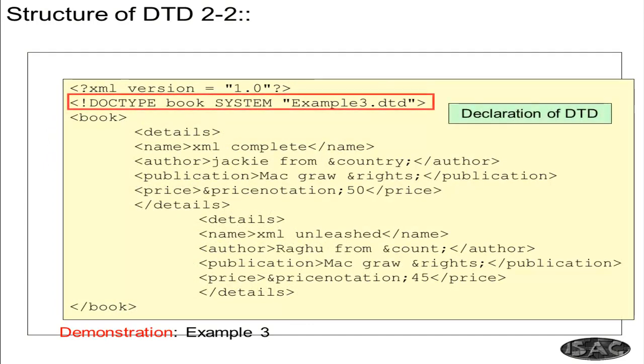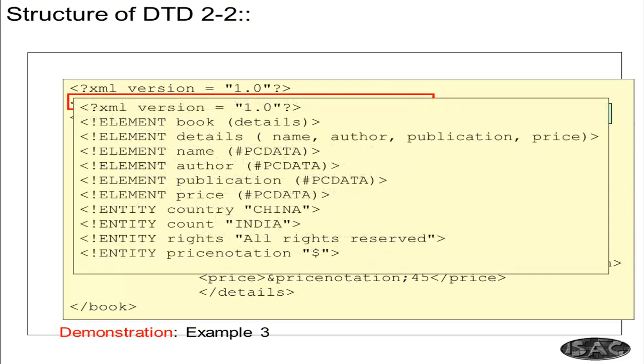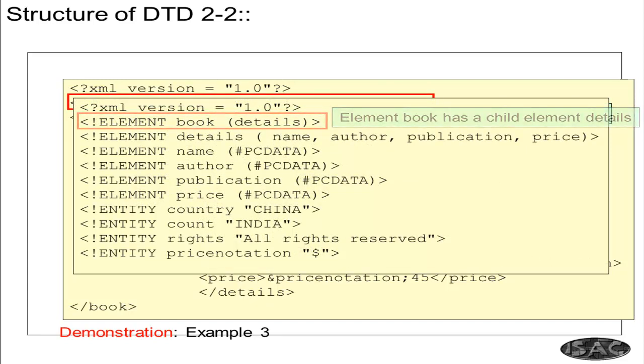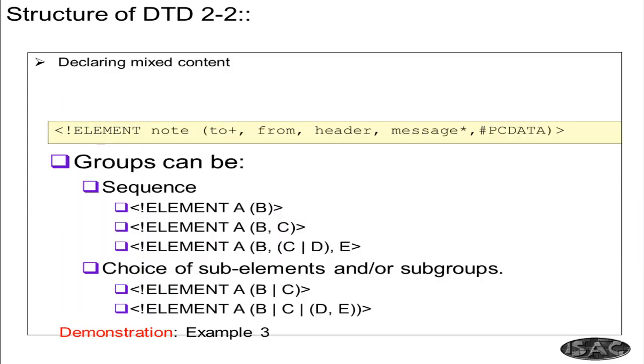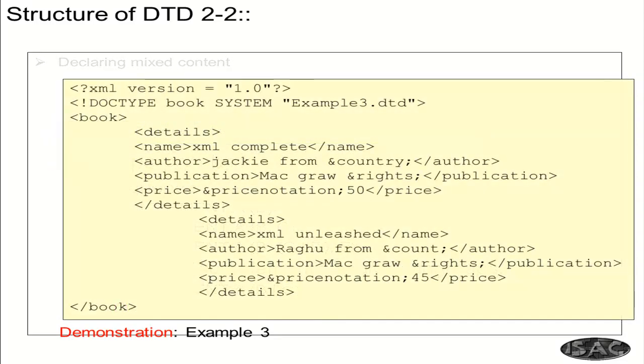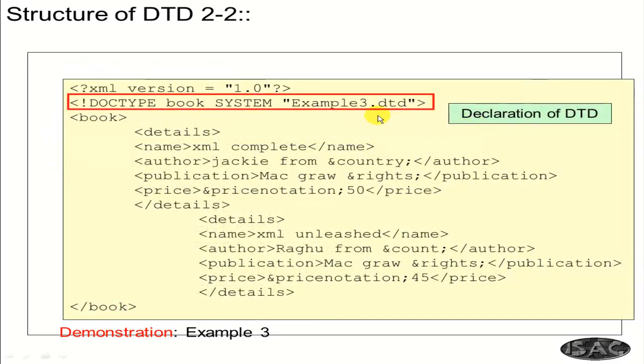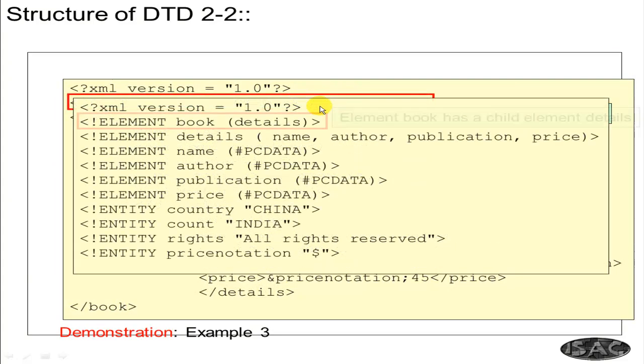First it says DOCTYPE book SYSTEM "example3.dtd". Now this means that there is a DTD file, example3.dtd is a DTD. Now here is the DTD definition.